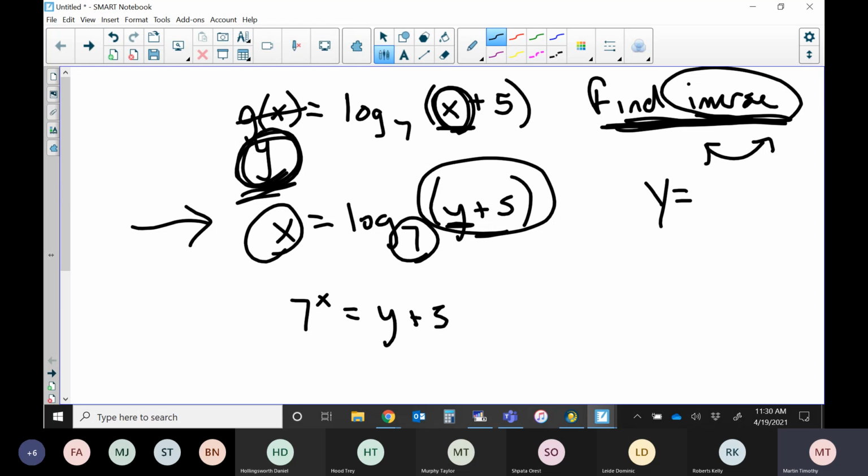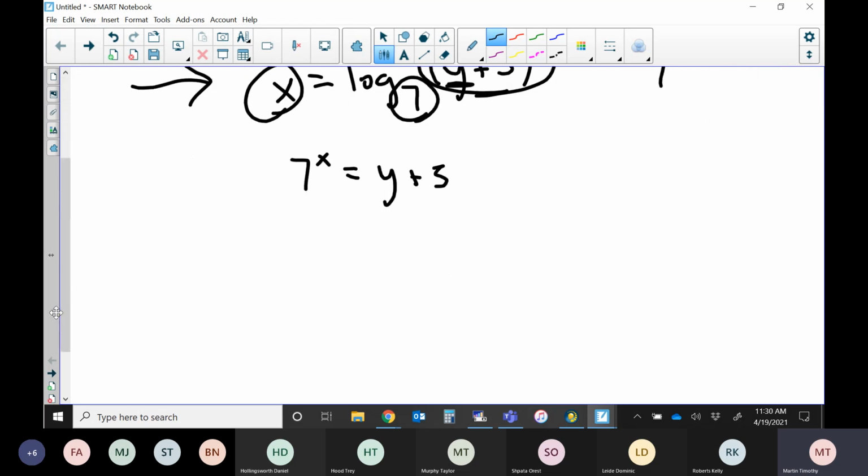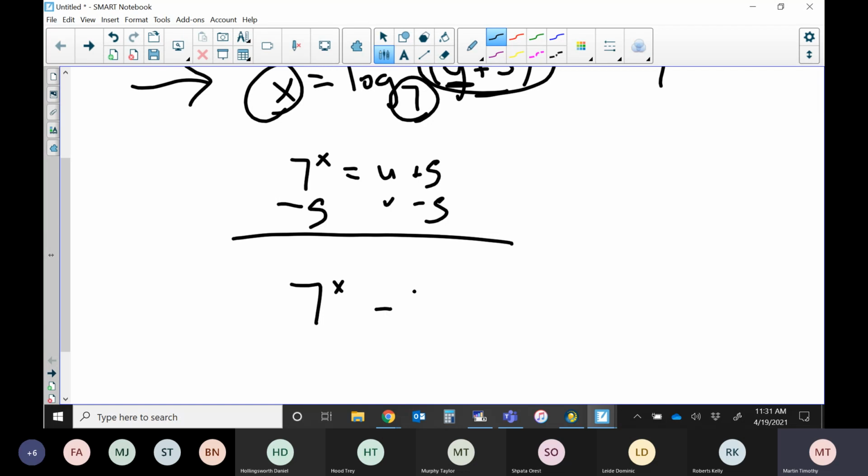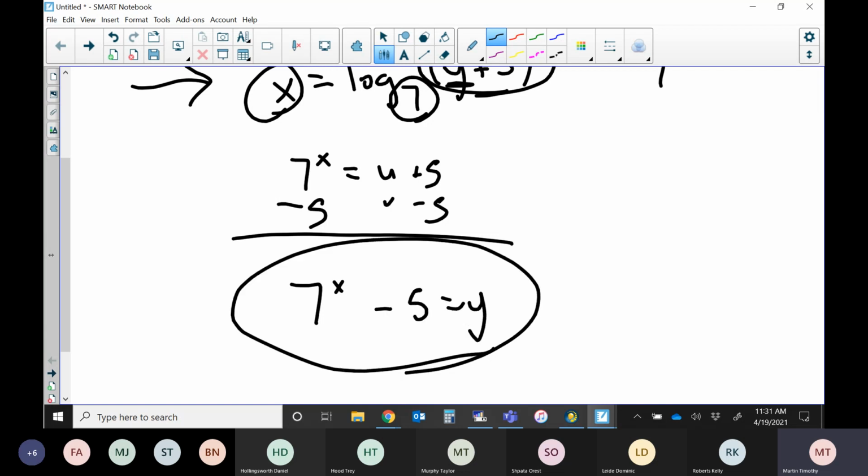So sometimes log form is good. Sometimes exponential form is good. And now I just got to get rid of this guy. So I minus 5. Don't you think that's a subtraction? So I minus 5, and I get 7^x minus 5 equals y, and there would be my inverse.